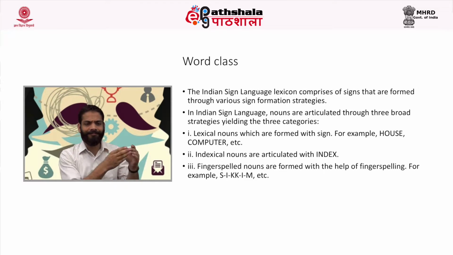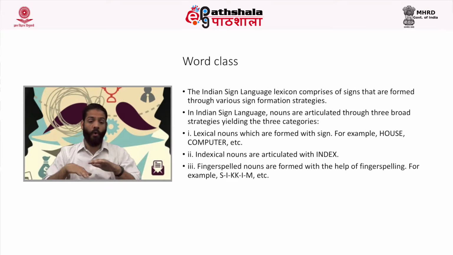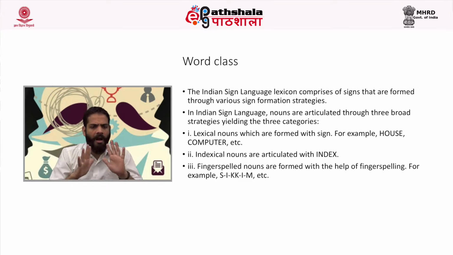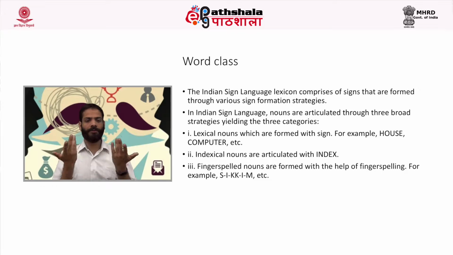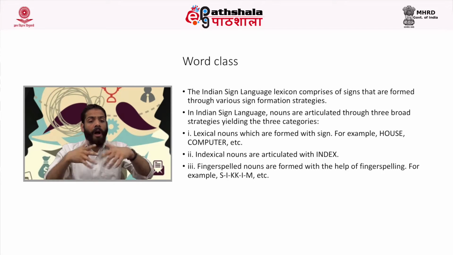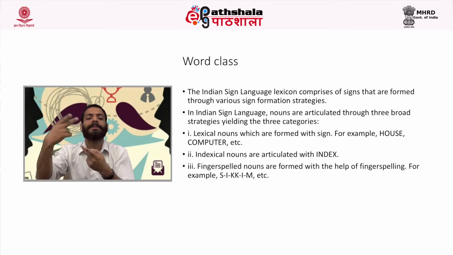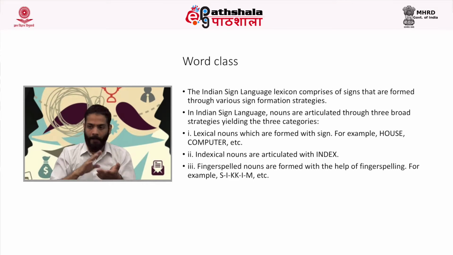In Indian Sign Language, nouns are articulated through three broad categories. The first one is lexical nouns, which are formed with a sign. For example, house, computer, etc. Second is indexical nouns, which are articulated with an index. Third is fingerspelled nouns. These are formed with the help of fingerspelling. For example, Sikkim.